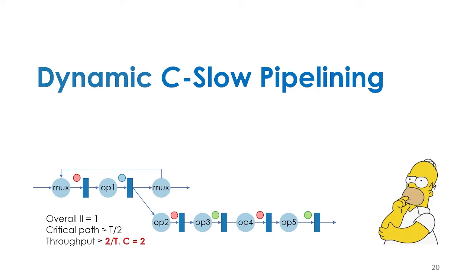For example, the green token starts before the last iteration of the red token. The overall II of the hardware is now 1. Like the previous example, the critical path of the hardware is nearly halved because of the additional registers. Then the overall throughput is nearly doubled compared to the previous example, which is 2 over T. And C equals to 2 in this case, as each register is replaced by 2 registers.